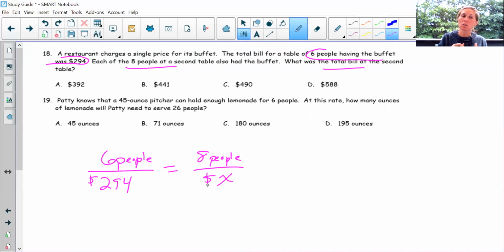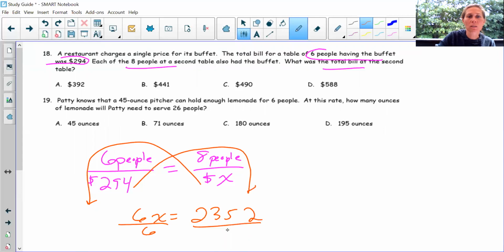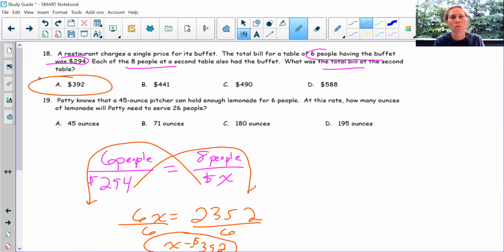All right, we know 6 costs $294. I don't know 8. So we got our proportion. So let's do our cross products. 294 times 8 gives me 2,352. And then X times 6. Divide both sides by 6, gives me X equals $392. So the bill for 8 people will cost $392.